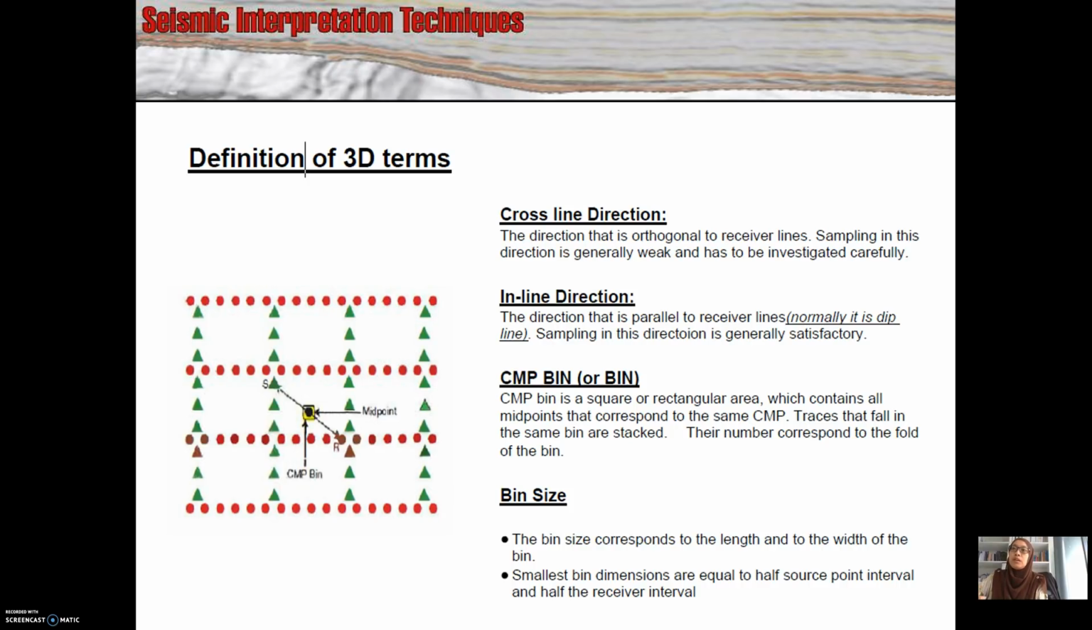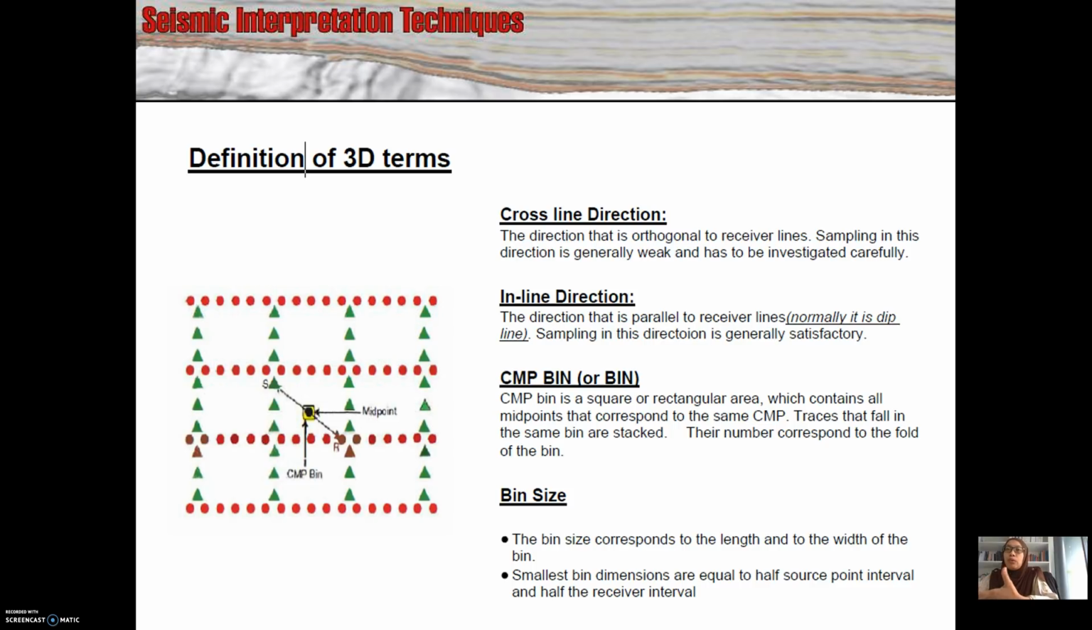And in 3D processing, you have to create a bin. A bin is like a box or a house where your traces are going to be stored. It's not a dustbin or something, okay? The CMP bin is known as the common midpoint bin. It's a square or an area, as explained there, which contains all the midpoint data corresponding to the same common midpoint or common location. Traces that fall in the same bin will be stacked, and the stack is the seismic that you are seeing, the one that we keep on interpreting in the inline and crossline directions. Their number in the bin corresponds to the fold of the bin.